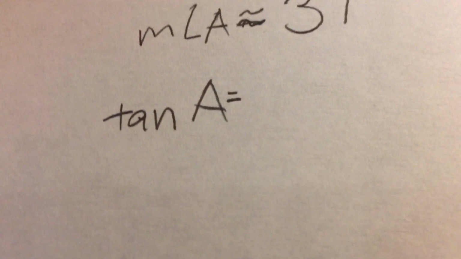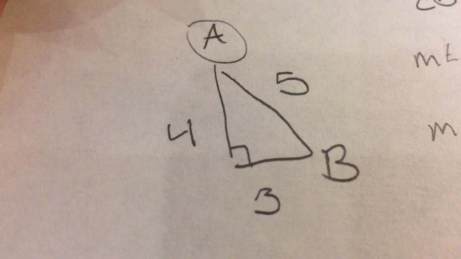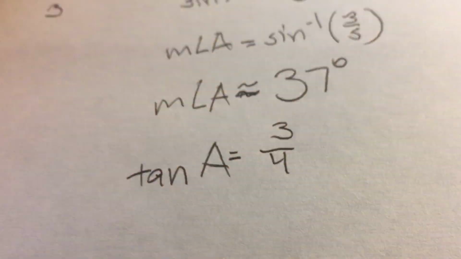Okay, so this is the tangent of A. So I'll give you some time to figure out what the tangent of A equals. Yeah, that's good. 3 over 4.